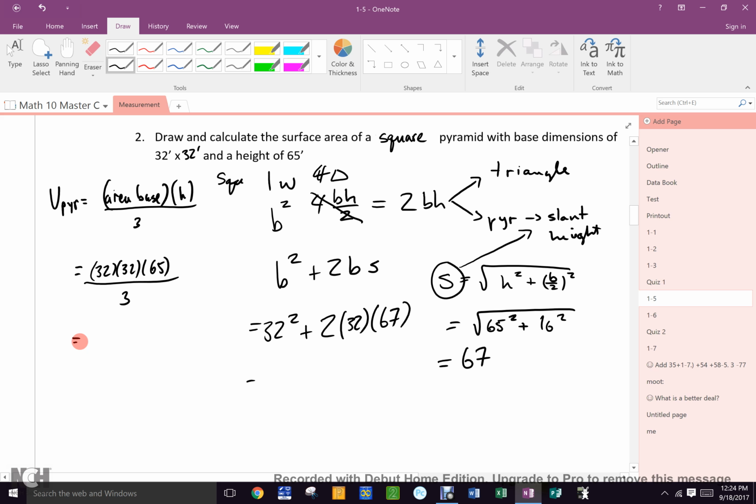And what do you get for an answer? How do you punch that into your calculator? Everyone should be trying. You might get a decimal. Not necessarily.